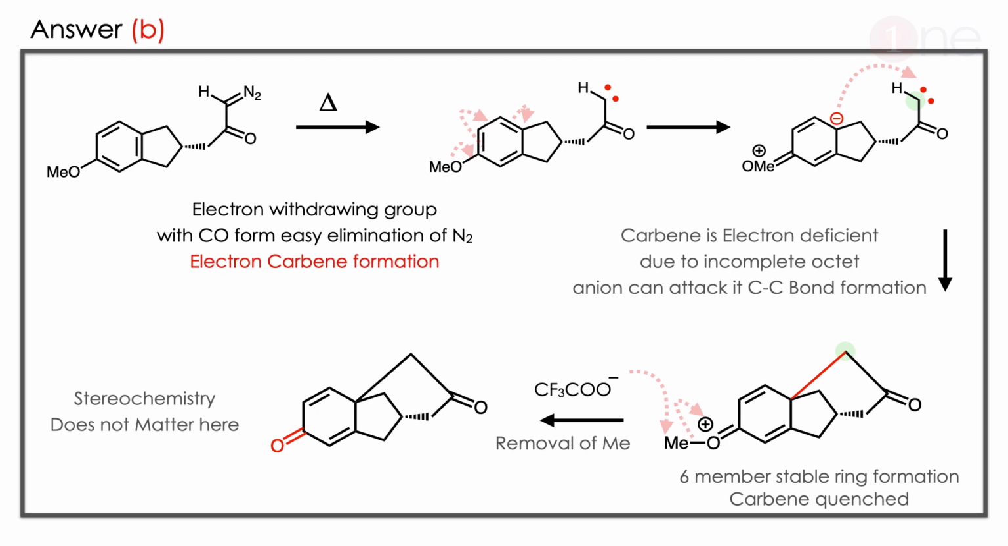Here you have to learn two things. One is if there is an electron withdrawing group near the N2, you always have carbene formation. And the carbene is a very active one, like a radical. It has to be quenched. It will be quenched by any electron donating groups or negative charge.